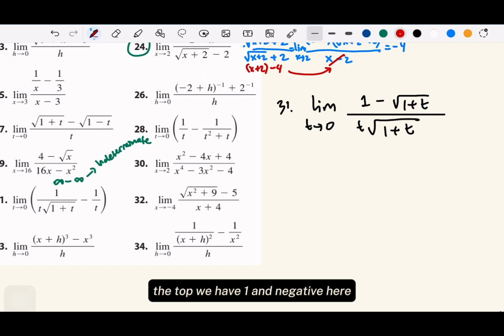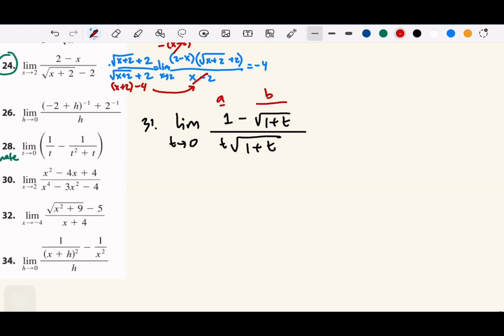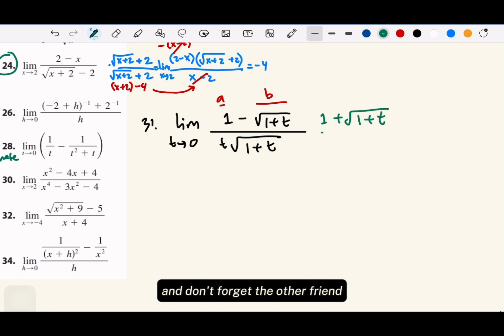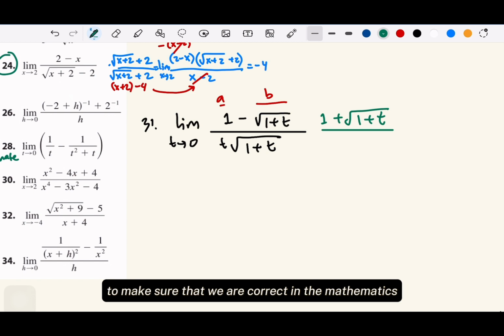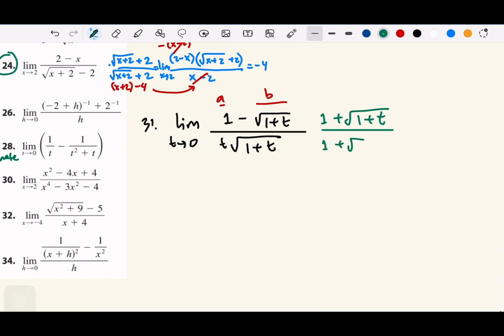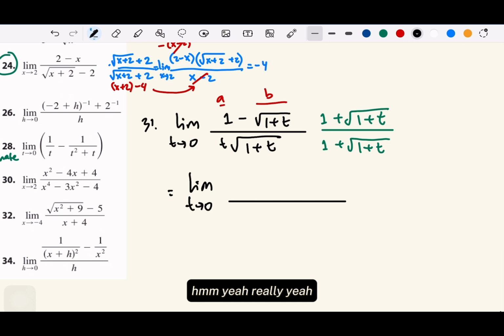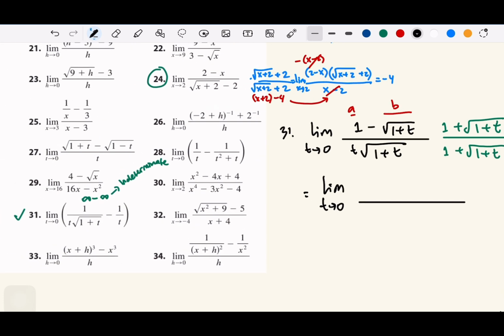The top we have 1 and negative here, right? So this is like a, b. So we need to multiply with his friend. Okay, we call his friend. It's coming now. This is his friend, and don't forget the other friend to make sure that we are correct in the mathematics. So this will become... I think the question is wrong. Yeah, the question is wrong. Really? Yeah.